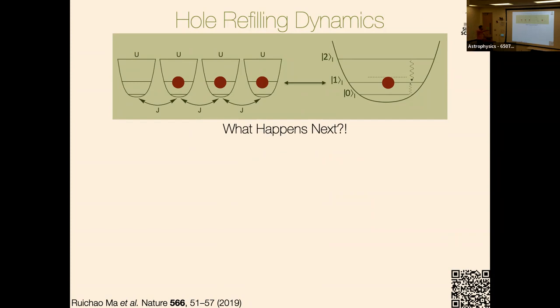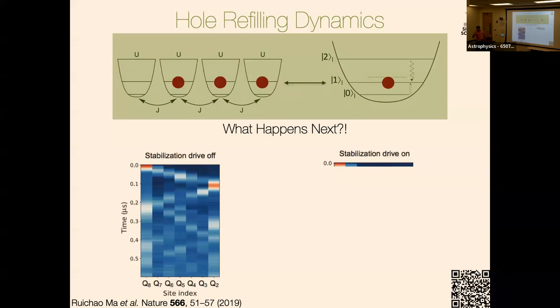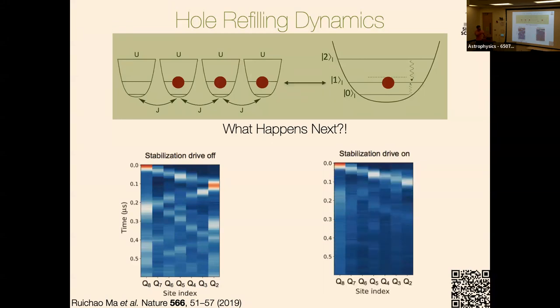If we don't have this refilling device on, then when I run it, I just get a random walk of this hole through my system, a quantum random walk. If I turn that reservoir on, the hole makes it to the reservoir and gets eaten.